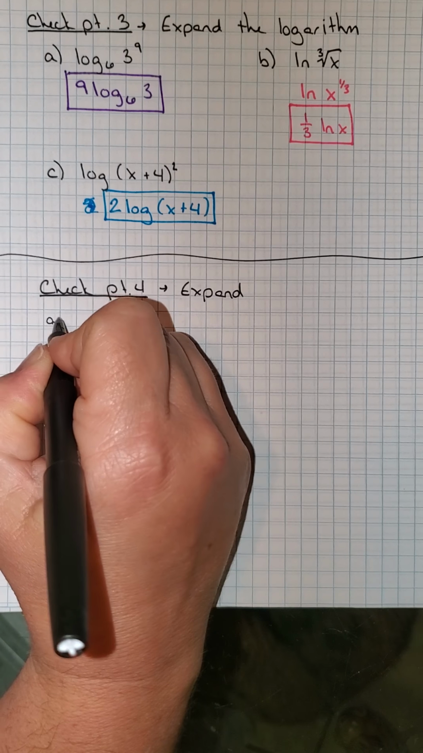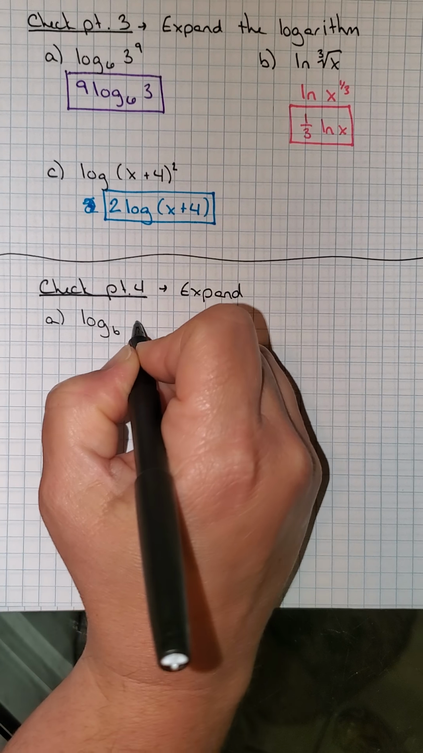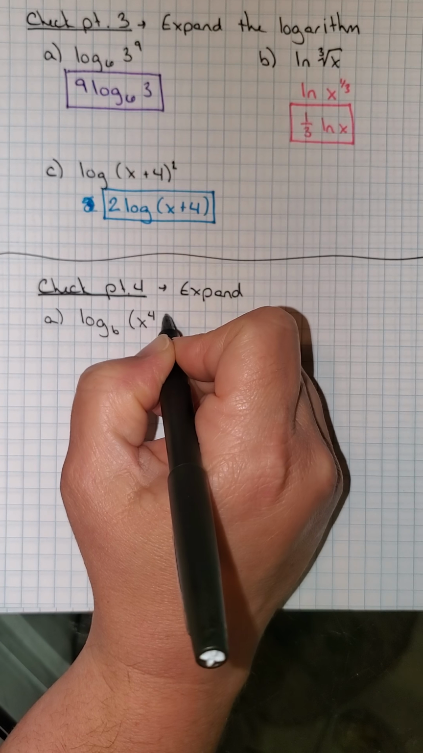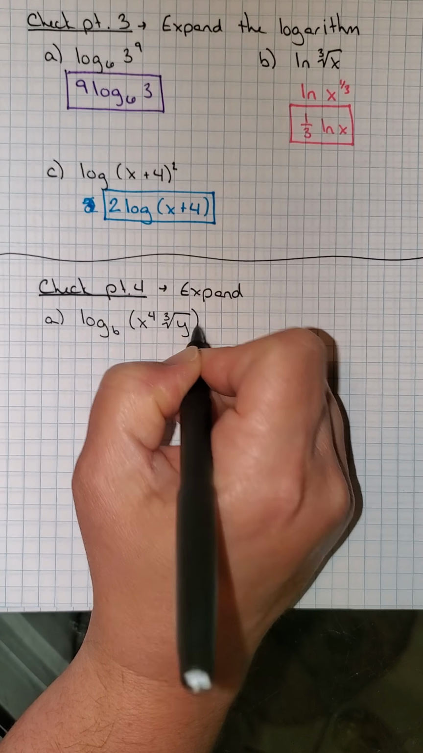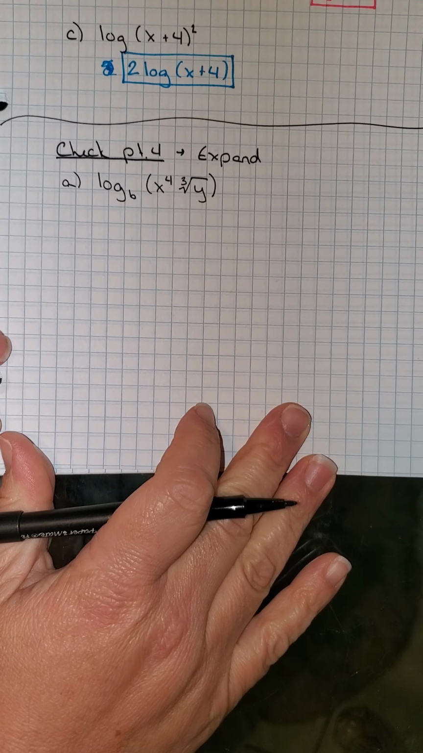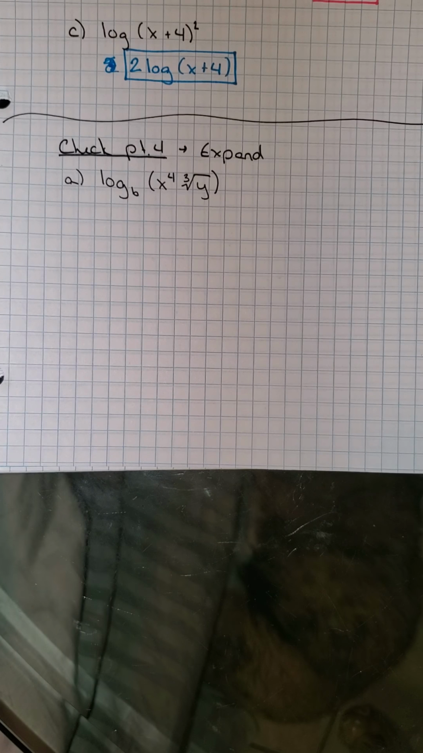Okay, for problem A, you have log base b of x to the 4th times the cube root of y. All right, so I can kind of see we've got a little power rule in there. We also have some product rule in there. No quotient rule for this one, though.